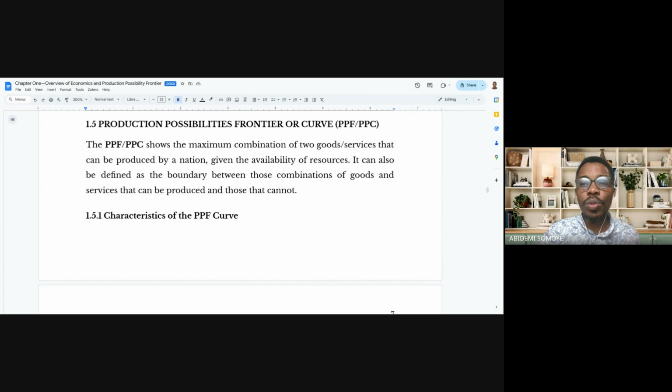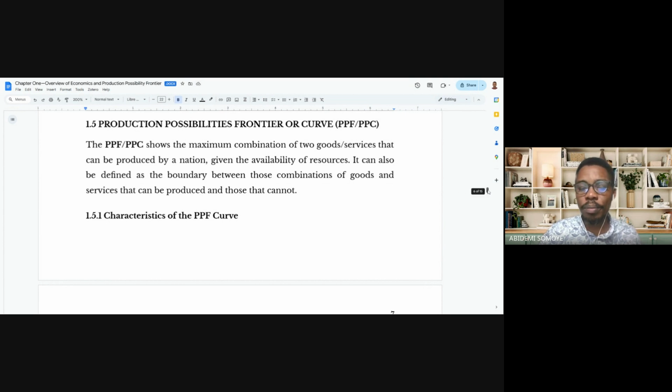It can also be defined as the boundary between those combinations of goods and services that can be produced and those that cannot. All right. So a PPF or a PPC shows the maximum combination of two goods or services that can be produced by a nation or a country, given the availability of resources. We're going to take a look at the graphs much later, but let's take a look at the characteristics of the PPF curve.